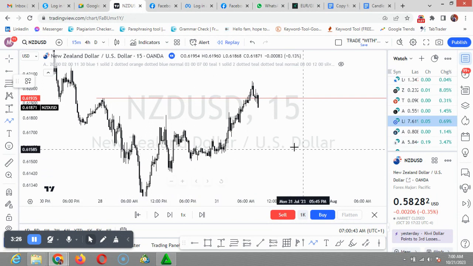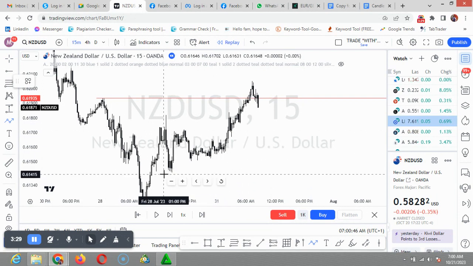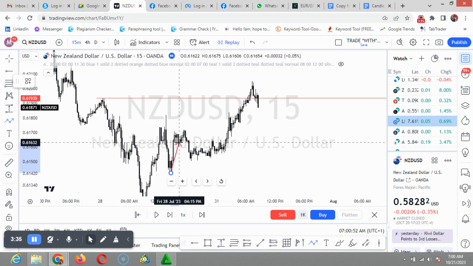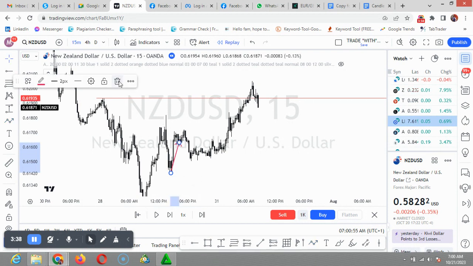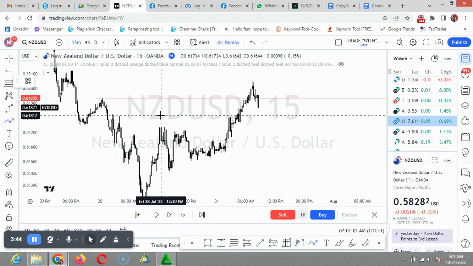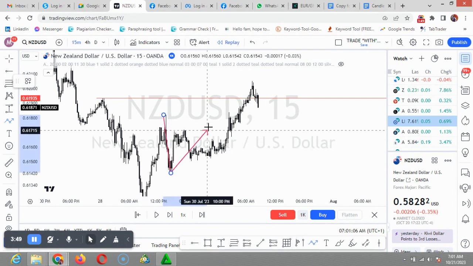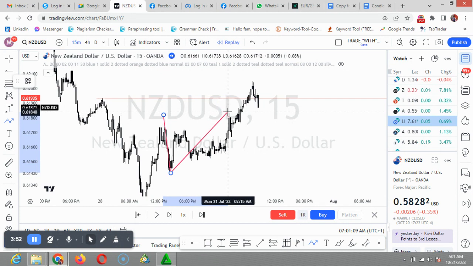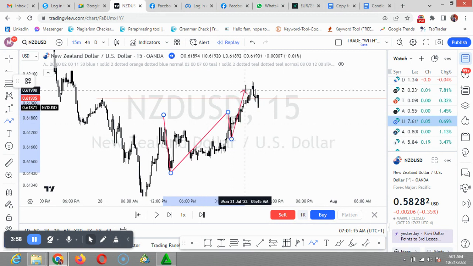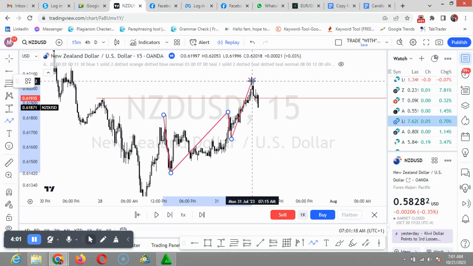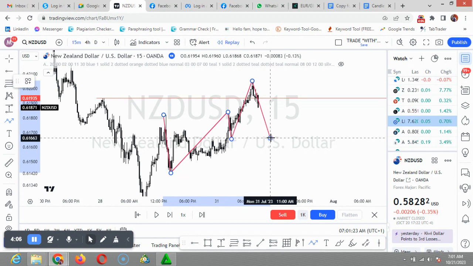Let's start from here. Give me a sec. So we have this push to the downside, right? That's the pullback. And then we have this push right here, right? And then we have this push right here, right? Pullback. And then we have this push right here, right? So our church in this case would be this recent pullback if it is taken.